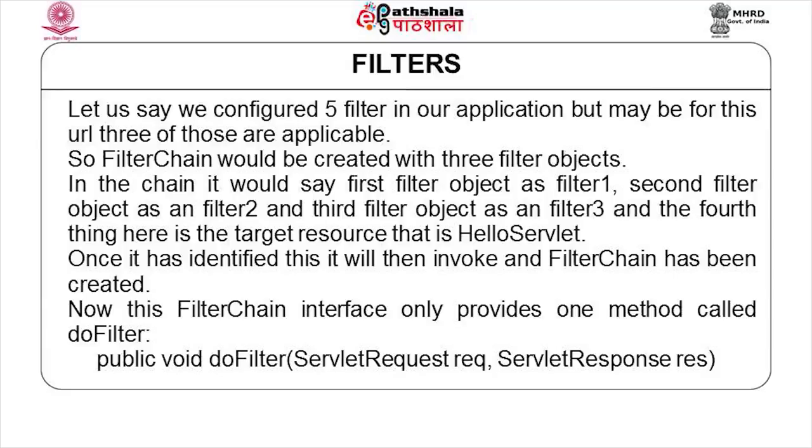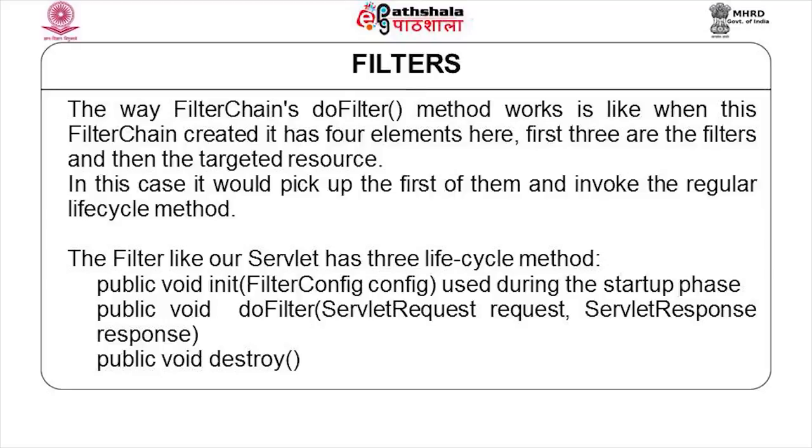The way the filter chain's doFilter method works is like this. When this filter chain was created, it has 4 elements here. The first 3 are the filters and then the targeted thing, fine. So, what it would do in this case is pick up the first of them and invoke the regular life cycle method on that. See, the filters, like our servlet, have life cycle methods.